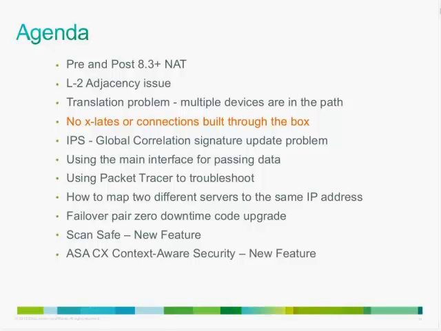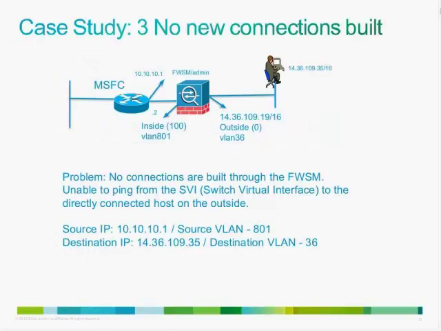There's a difference between to-the-box connections and through-the-box connections. To the box, you're just reaching the interface of the firewall, and through the box, you're traversing the firewall from one interface to the other. In this case, no new connections are built through the box. Doesn't matter whether TCP or UDP, no connections whatsoever. So this is a simple example here. As you can see, that's the MSFC. The inside VLAN is 801, and the outside VLAN is VLAN 26. So our problem here, no connections. We cannot ping the outside directly connected host from the SVI.